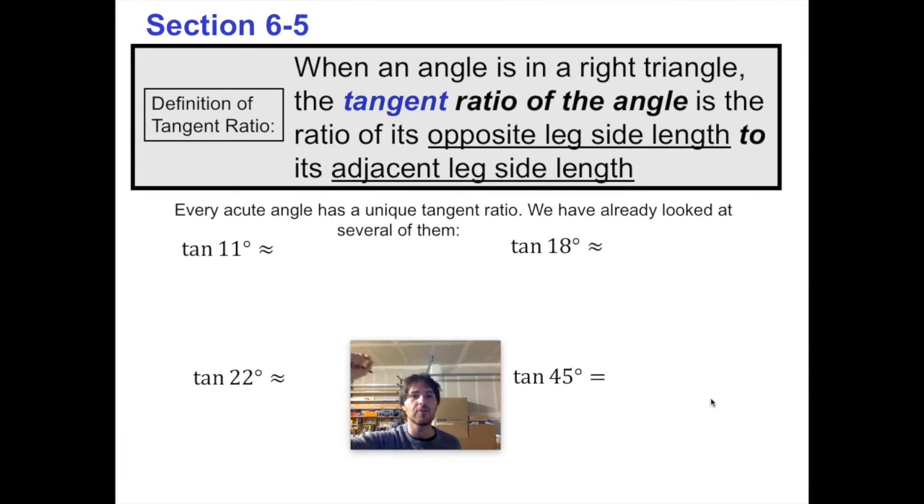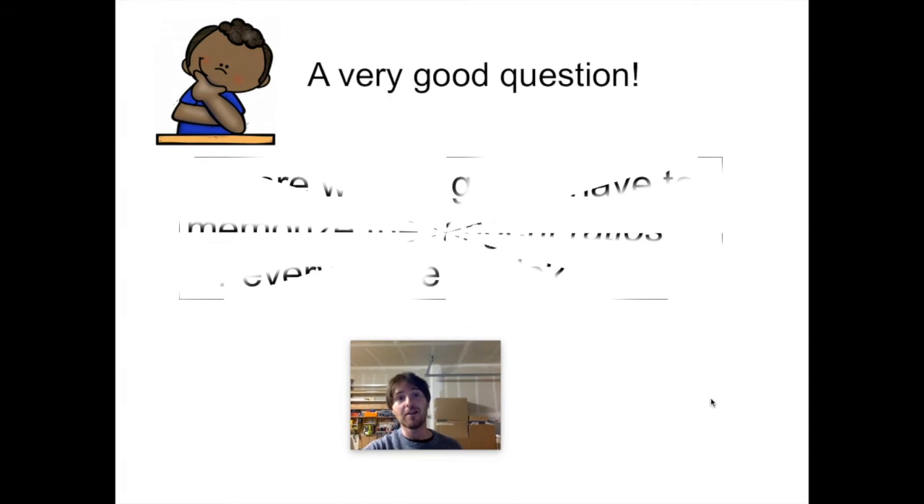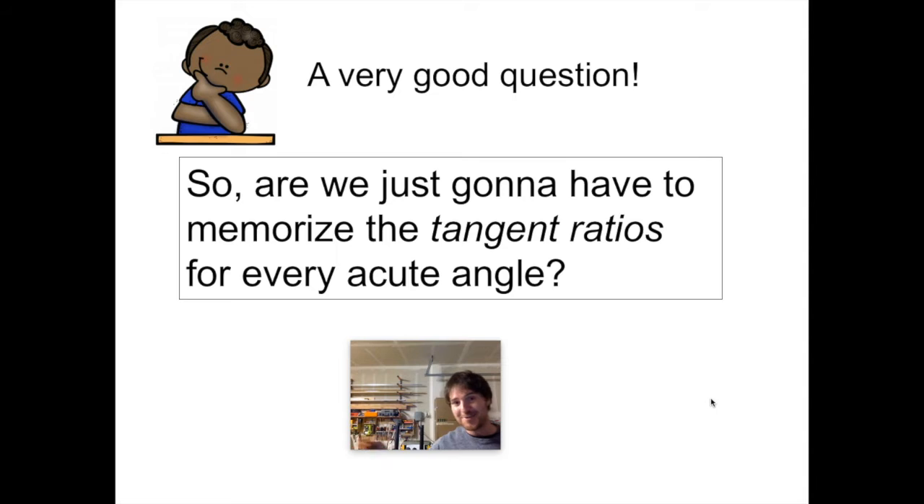Well, tangent of 11 degrees, 0.2. Tangent of 18 degrees, about 1/3, so about 0.33 or so. Tangent of 22 degrees is about 0.4. Tangent of 45 degrees is exactly 1, okay? So question, do you have to memorize all those? Do you have to memorize those? And why might you have to memorize all those? Are we going to have to memorize the tangent ratios for every acute angle? Is that what Mr. Fortin, this crazy geometry teacher you have this year, is going to expect from you, you think?